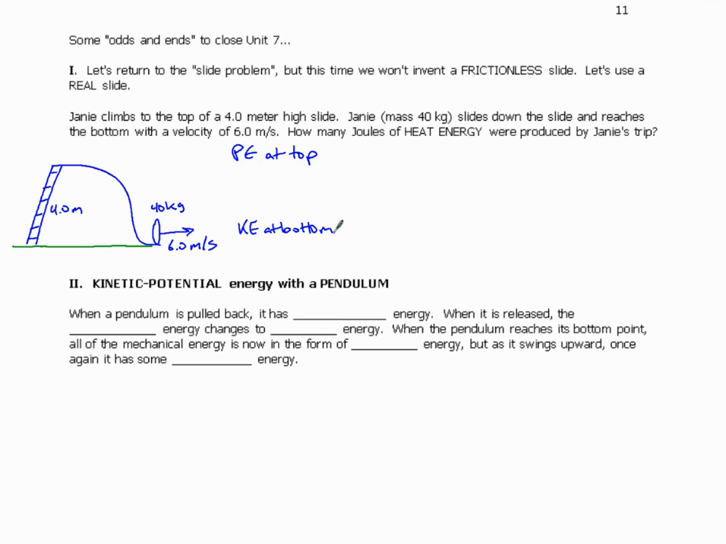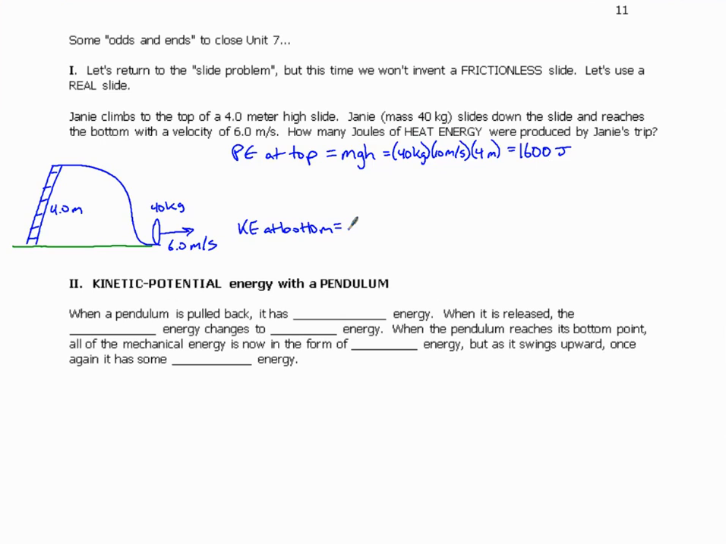So the potential energy at the top, mgh, mass times acceleration of gravity times the height. So mass 40 kilograms, 10 for gravity, and the height is 4 meters. So the potential energy is 1600. This is the maximum usable amount of energy. We know some of it's going to become kinetic and some of it's going to be heat. So we need to find the difference between these two.